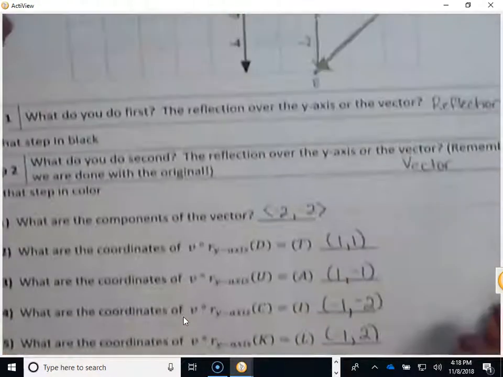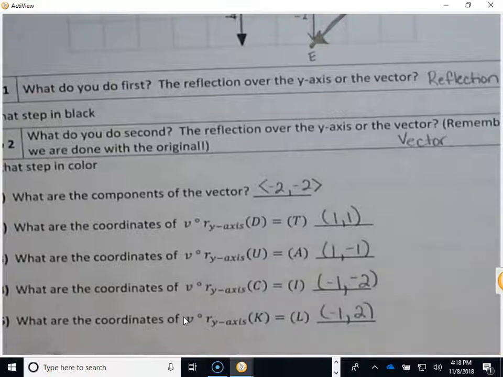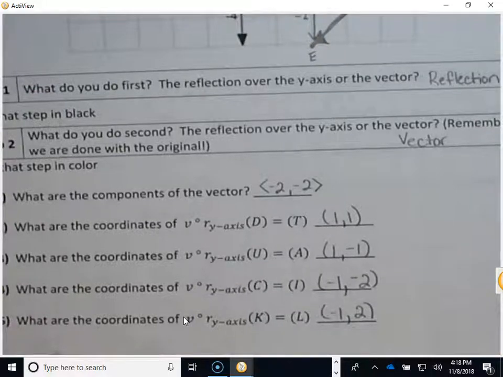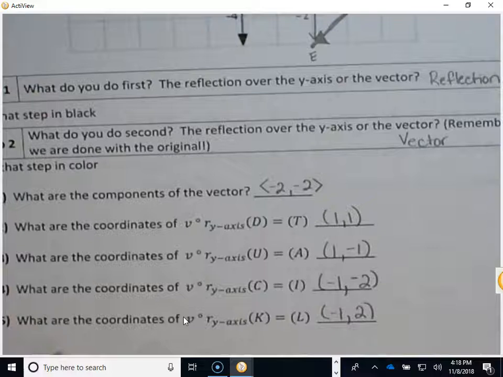So to check to see if we have the same thing written down, T was at 1, 1. A is at 1, negative 1. I is at negative 1, negative 2. And L was at negative 1, positive 2.